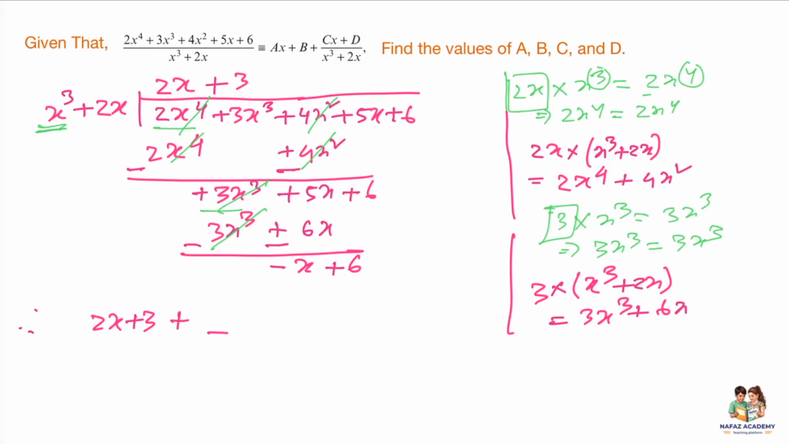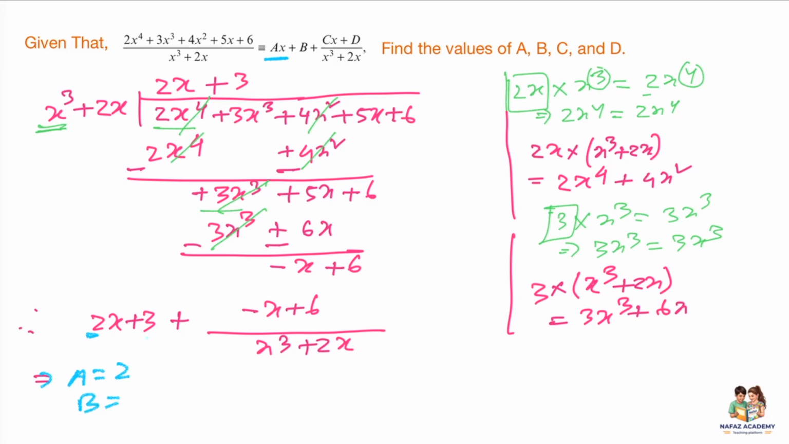So minus x plus 6 is lower than the divisor in degree, right? So what is the rule to write the answer? At first write the quotient, then plus sign, then the remainder, and then the divisor.